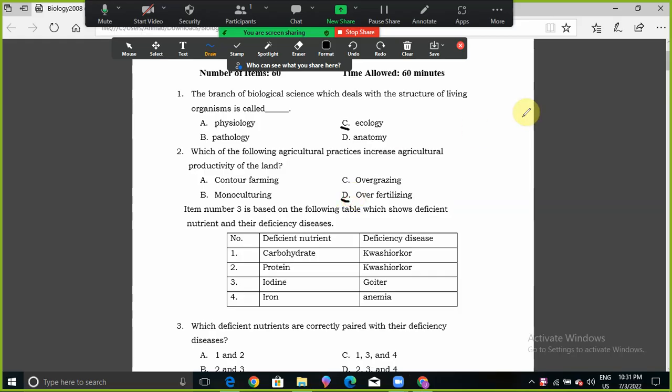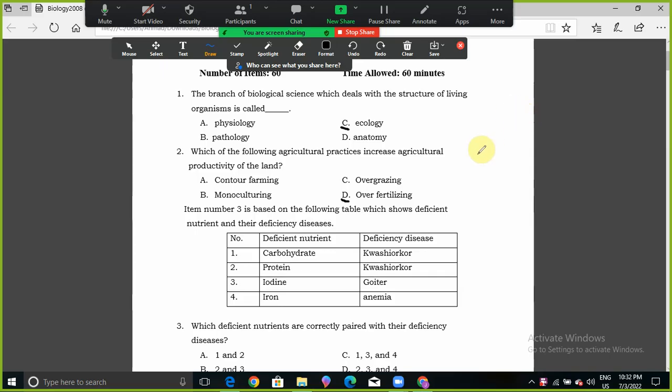Now in question number 3, it says item number 3 is based on the following table which shows deficient nutrients and their deficiency diseases. For every deficient nutrient, there's its deficiency disease. For example, number 1 is carbohydrate and it's kwashiorkor. Number 2 is protein and it's kwashiorkor. Number 3 is iodine and goiter. Number 4 is iron and its deficiency disease is anemia.